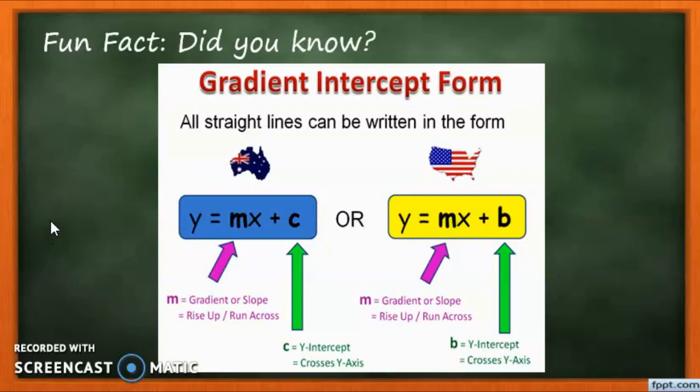So fun fact, as you have realized, we have been using y = mx + c. That is commonly used in Britain, but there's also another way you could write it, which is commonly used in America, where you have y = mx + b. But nevertheless, c and b mean the same thing. They are both the y-intercept.